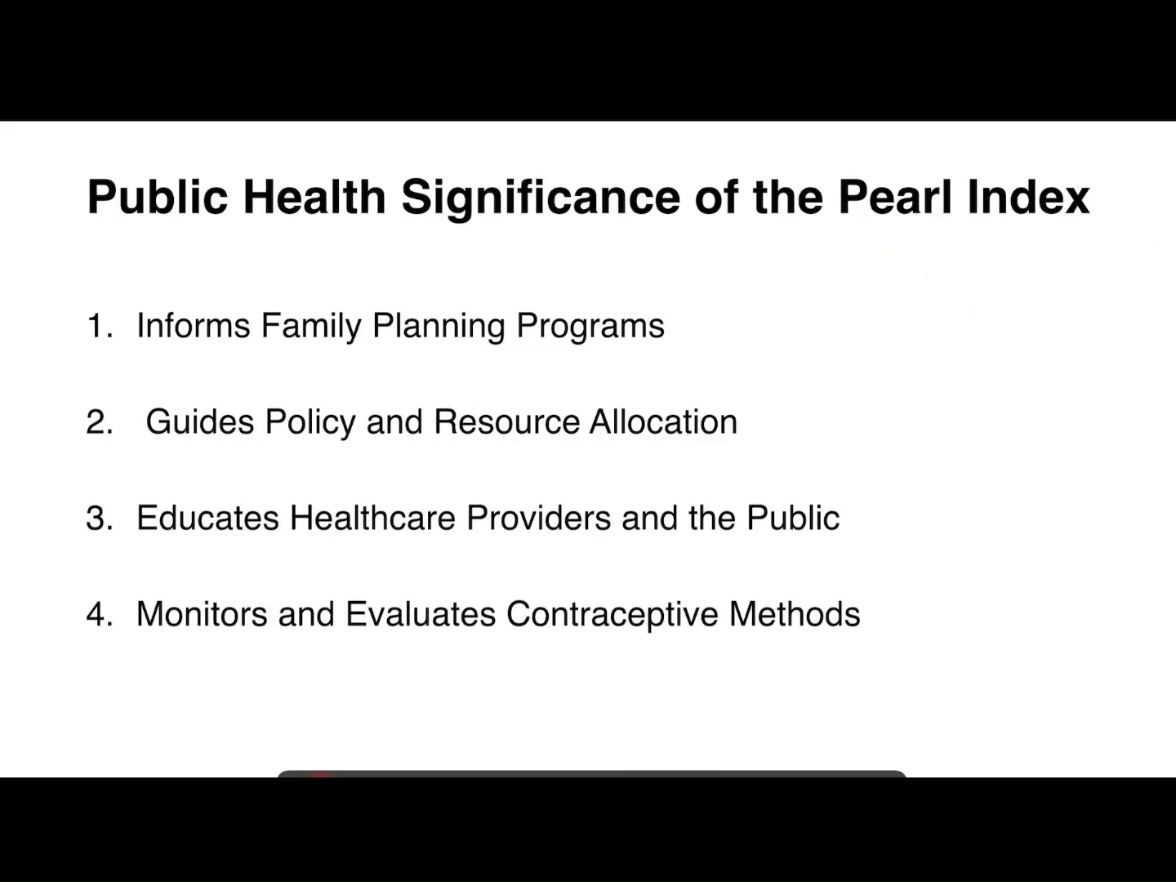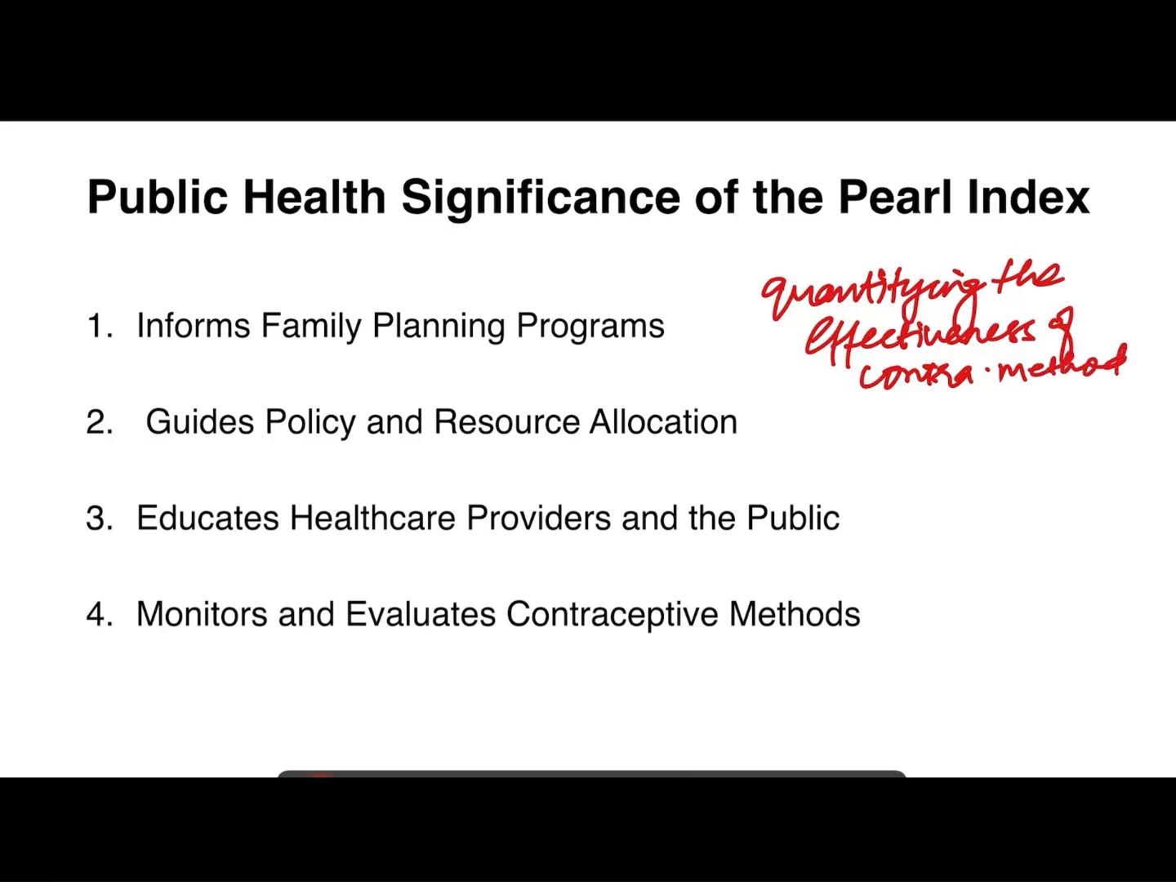What is the public health significance of the Pearl index? It helps in quantifying the effectiveness of any contraceptive method. When we know which method is better, with a lower failure rate, we will promote that contraceptive method in the family planning program, and thus it guides the policy makers and helps in resource allocation.